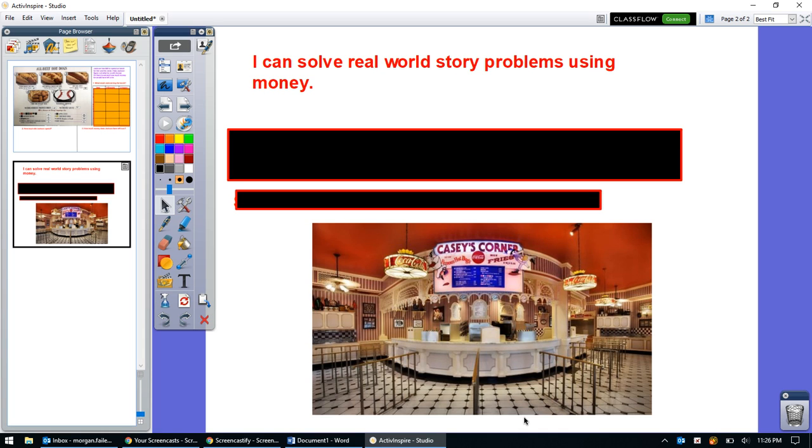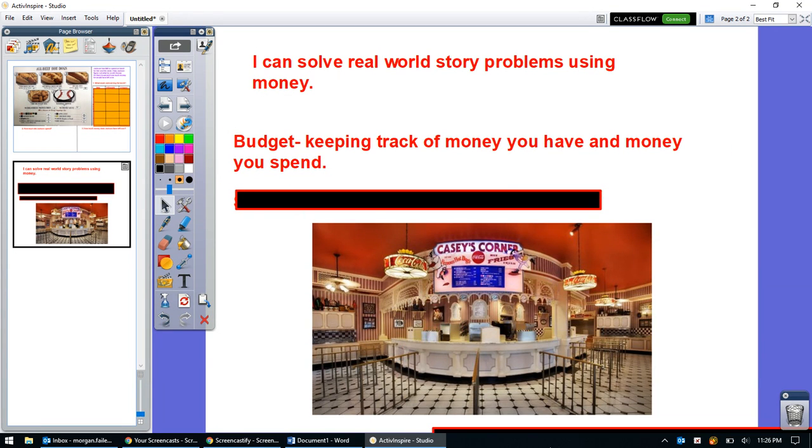In this video, we are going to be working through a story problem that involves making a budget. I can solve real-world story problems using money. A budget means keeping track of money that you have and money that you spend. Some of you may remember stopping by Casey's Corner on our class trip to Disney World.